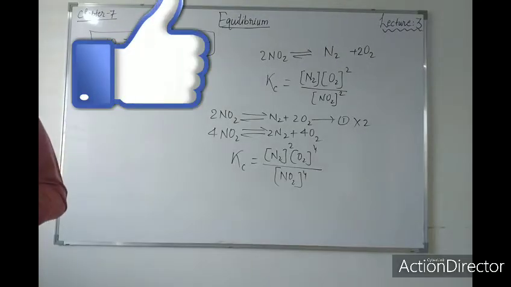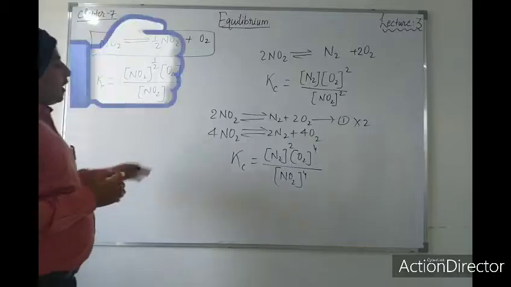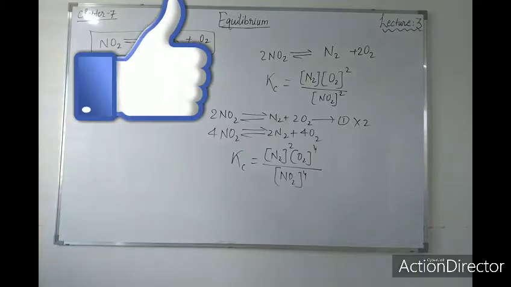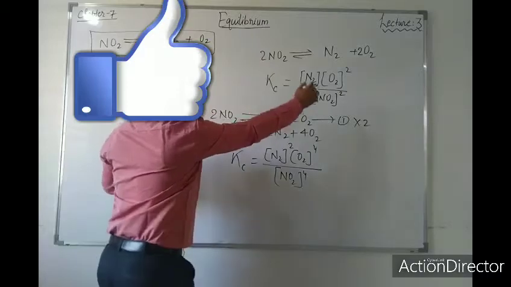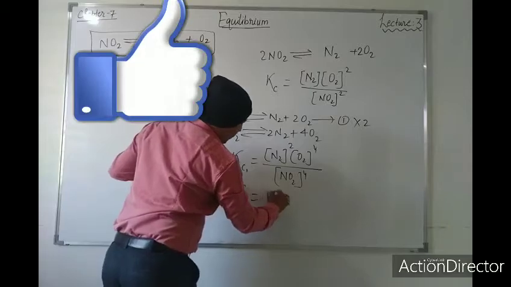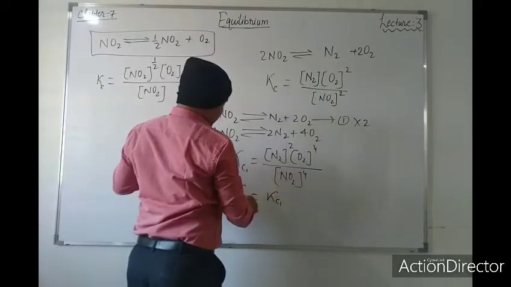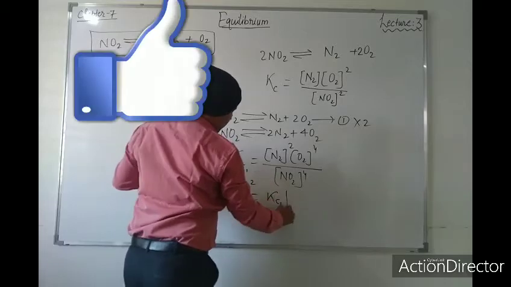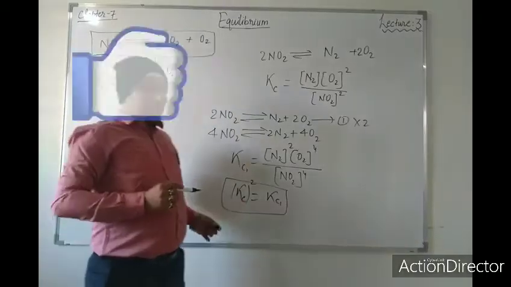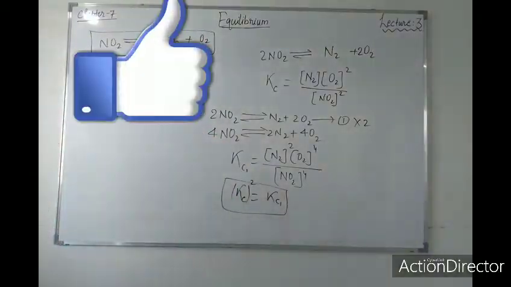So for the two equilibrium constants, if anybody asks you, what is the relation between the earlier reaction and this reaction? Then you can directly say that the equilibrium constant is related by multiplication. Just suppose this is Kc and this is Kc1. So Kc1 is the square of Kc, right? Kc1 is the square of Kc, that is the equilibrium constant.